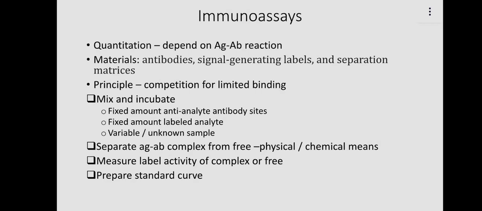In some methods, there is separation of the antigen-antibody complex from the free antigen and antibodies, and this can be achieved by physical or chemical means. The third step is to measure the activity of the label, and this can be done either on the complex or the free portion. The fourth step is to prepare a standard curve and use the same to determine the concentration of an unknown.